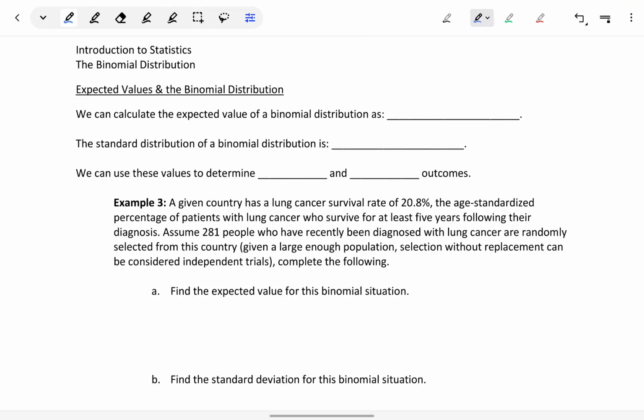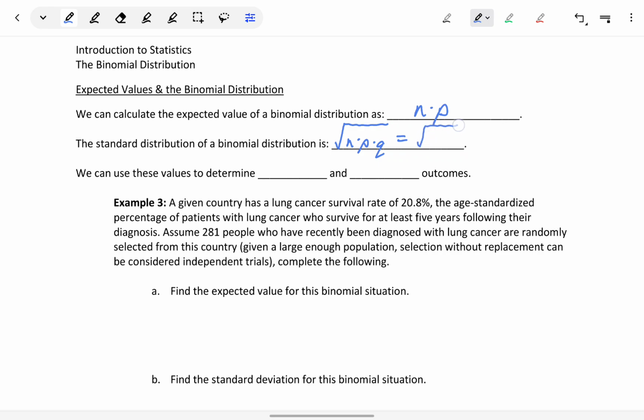If we're dealing with a binomial experiment, we can also look at calculating what are referred to as the expected values, the outcomes that are likely to occur as a part of this experiment. We can calculate those expected values as n, the number of trials, times p, the probability of success. And then we can calculate the standard deviation of a binomial distribution as the square root of n times p times q, where q is the probability of failure.